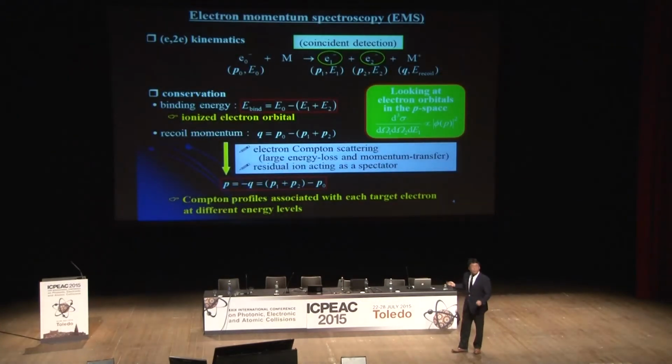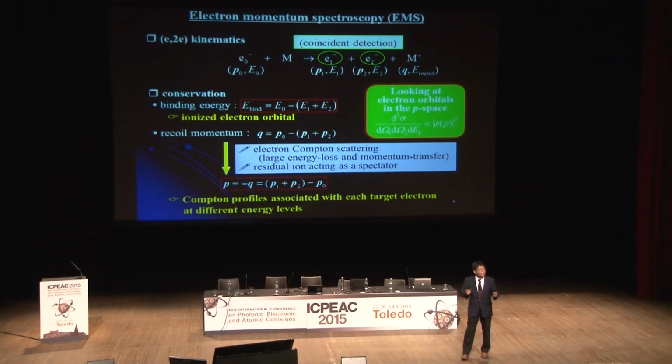The method involves coincident detection of the two outgoing electrons produced by electron impact ionization. It is therefore possible, with the aid of conservation of energy, to specify the ionized orbital from which the target electron is ejected. Similarly, from conservation of linear momentum, the recoil momentum of the residual ion can be determined.